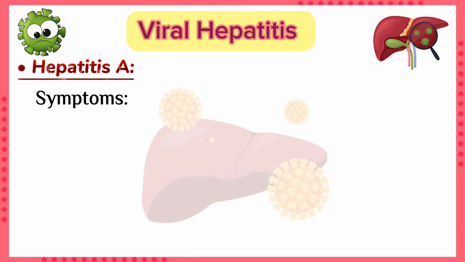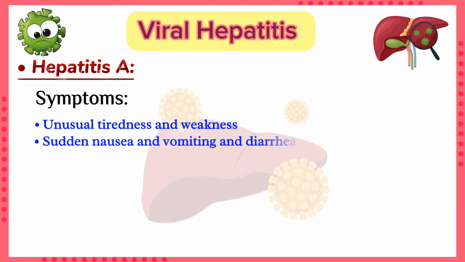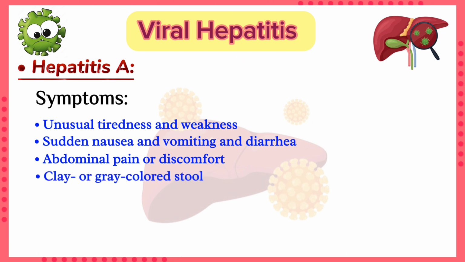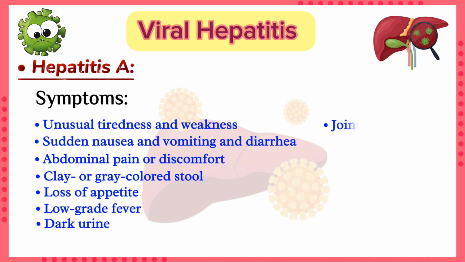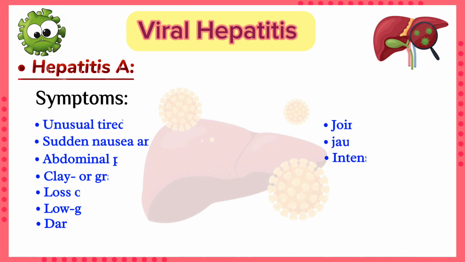A develops symptoms. If you do, symptoms can include number one, unusual tiredness and weakness, sudden nausea and vomiting and diarrhea, abdominal pain or discomfort, especially on the upper right side beneath your lower ribs, which is over your liver, clay or gray colored stool, loss of appetite, low grade fever, dark urine, joint pain, jaundice, and intense itching.